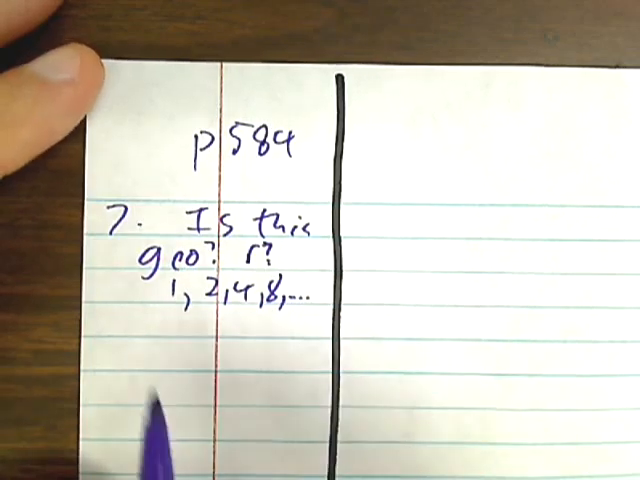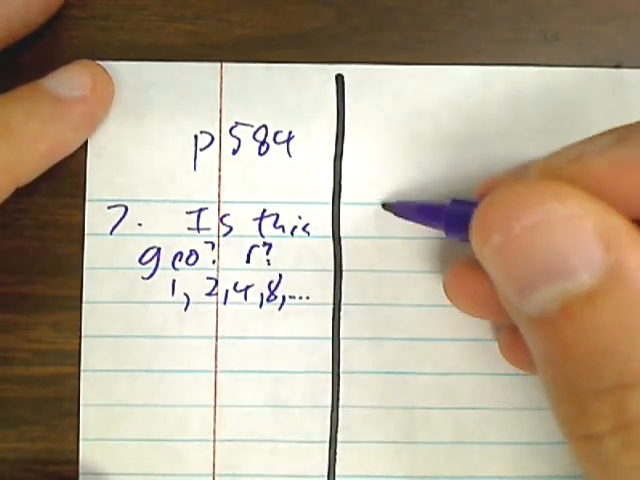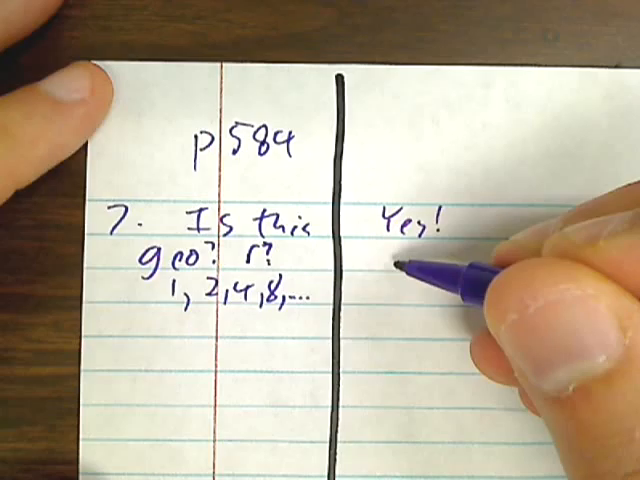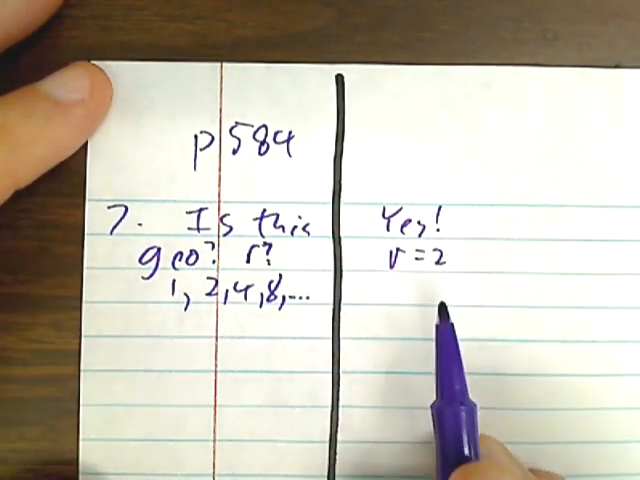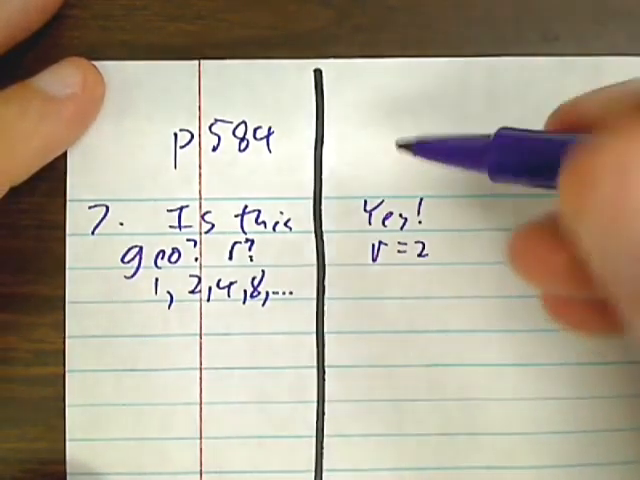Okay, we're back. Yes, it's geometric. You're multiplying by 2 each time. So yes, we're multiplying times 2, so r equals 2. So that's all you needed to write. Yes, and r equals 2.